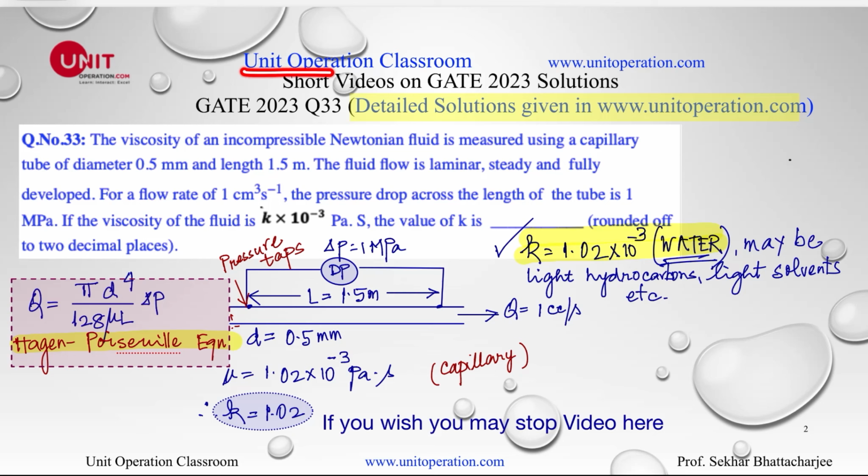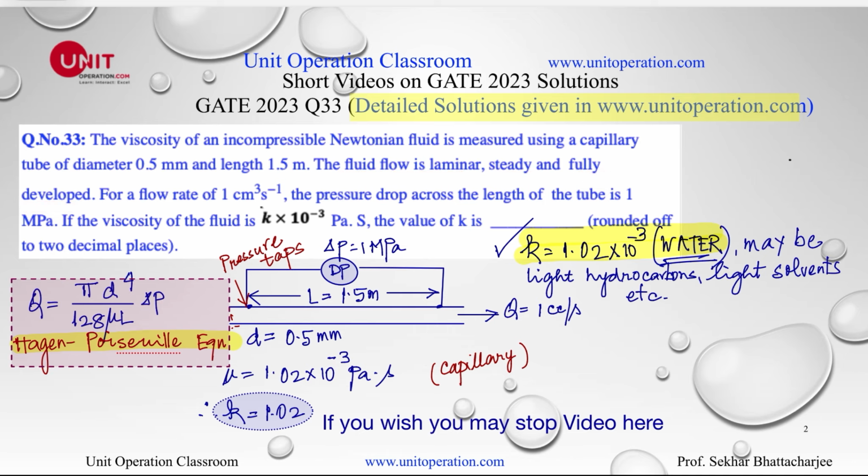Unit Operation Classroom, GATE 2023, question 33. I'm Shekhar Bhattacharjee. The viscosity of an incompressible Newtonian fluid is measured using a capillary tube, and these dimensions are given. The diameter of this capillary tube is 0.5 mm and the length is 1.5 meter. The fluid flow is laminar, steady, and fully developed.